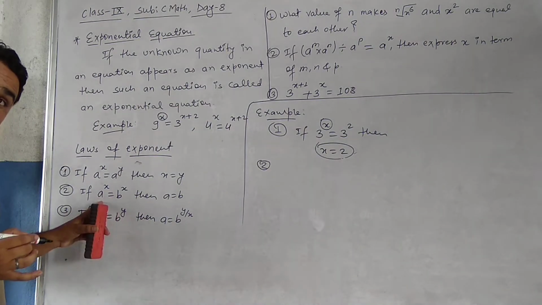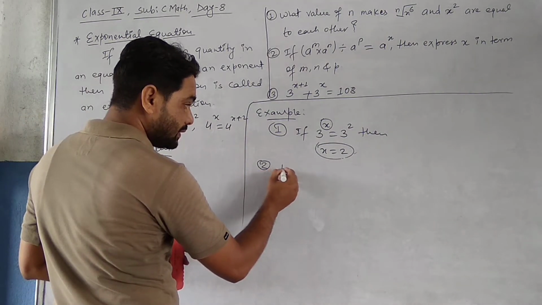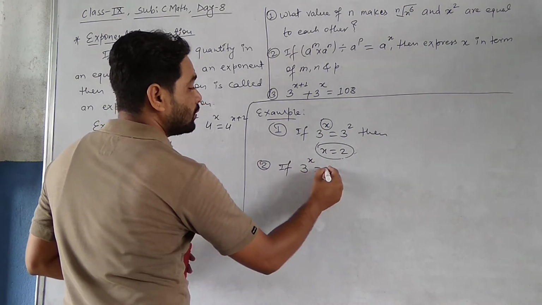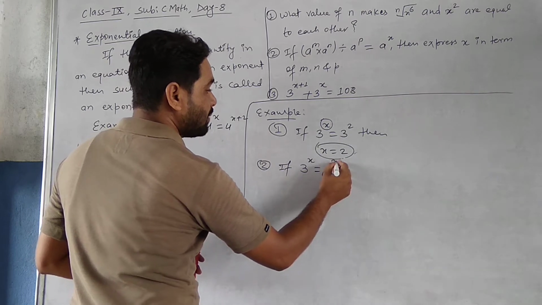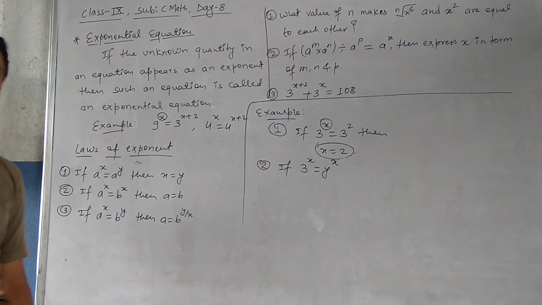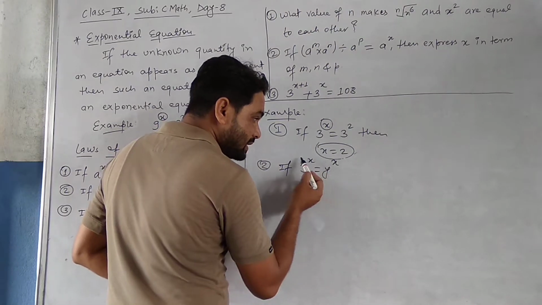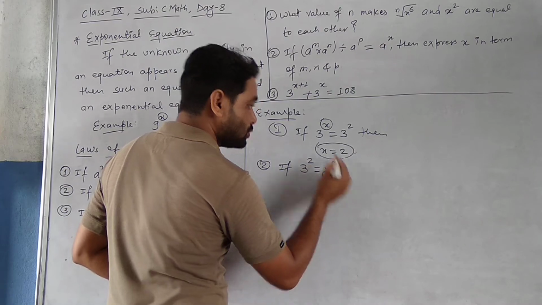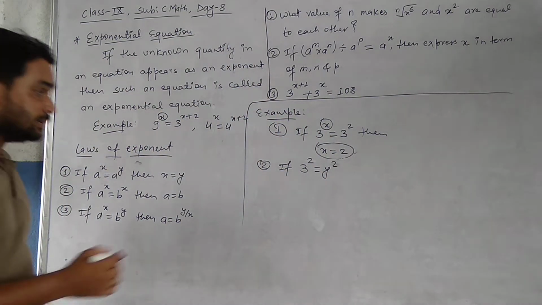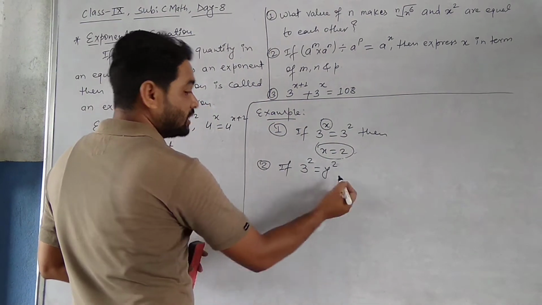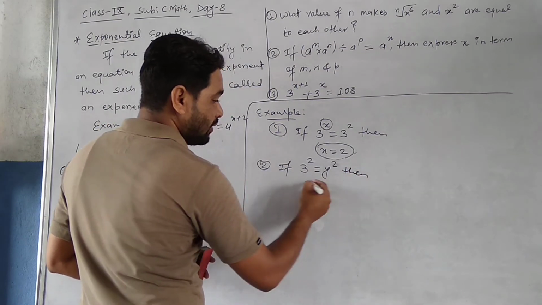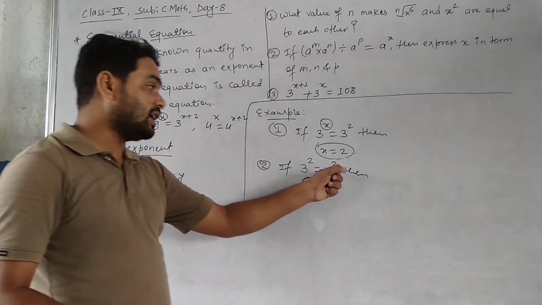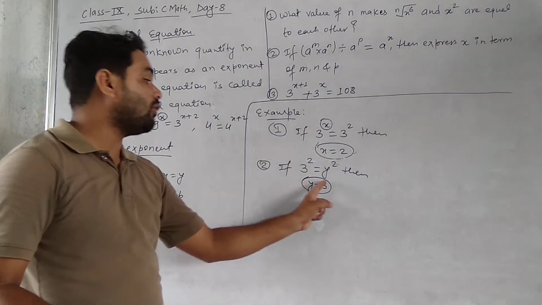Similarly for the second one, the bases are different and the power is the same. If it is given like that, 3 power x equals y power x, or we can write like this: 3 square equals y square. If the power is the same, then we can write y equals 3. This y is the unknown quantity, and we find the value of y.